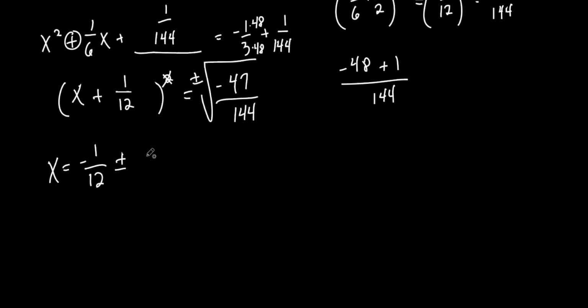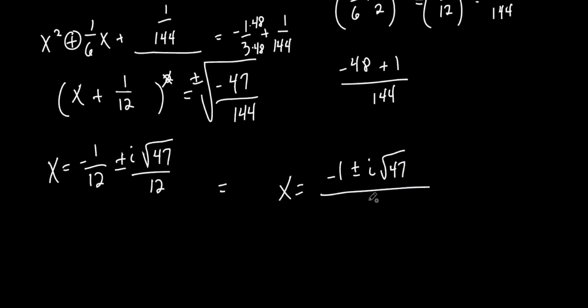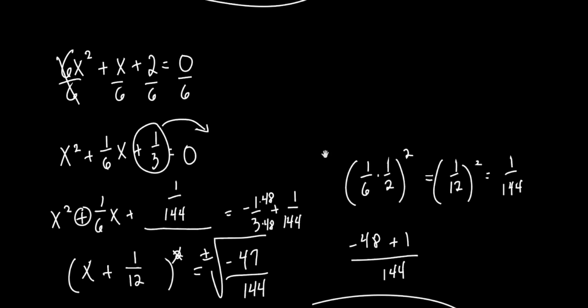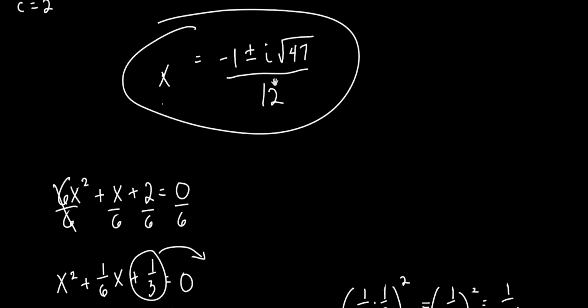So what do I get? Plus or minus the square root of what? 47. There's an i, so we're going to put the i here because of the negative 1, over the square root of 144. What's that? It's 12. Let's make it a little bit nicer. Instead of putting it over two different fractions right here, since you got the same one, we're going to write x equals negative 1 plus or minus i square root of 47 over 12. And that should look like the answer we got earlier. Does it? Yep, look at that.